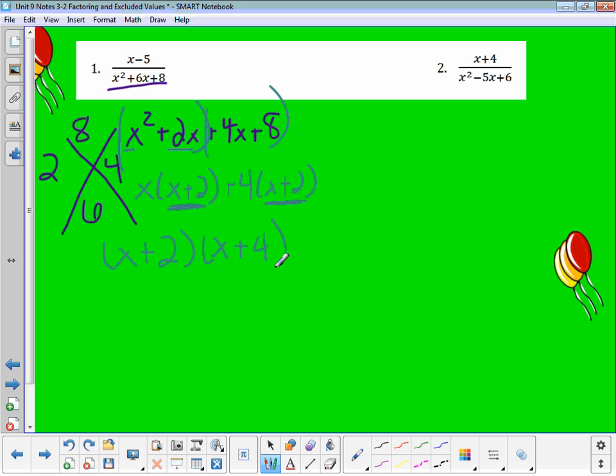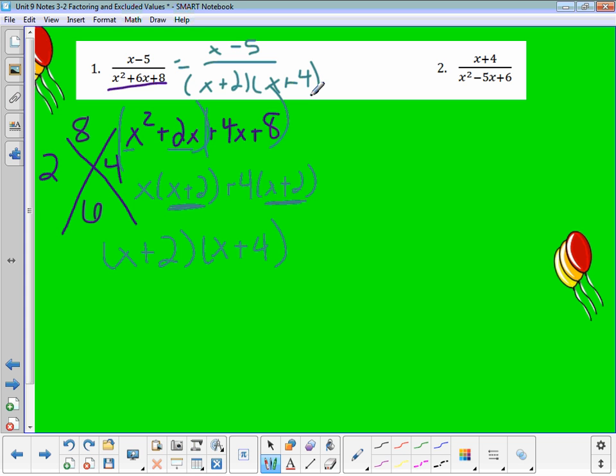Now, this is kind of what it looks like yesterday. So this is the equivalent of writing x minus 5 divided by x plus 2, x plus 4. So again, for today, we're just focusing on the bottom part of the fraction. We'll worry about the top and the fraction as a whole starting tomorrow.